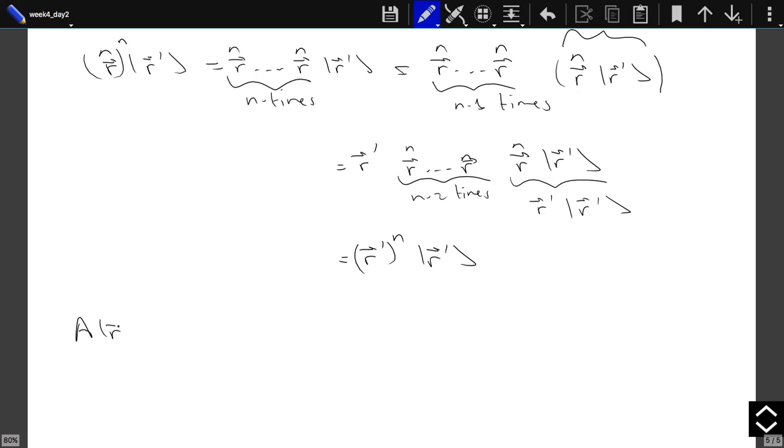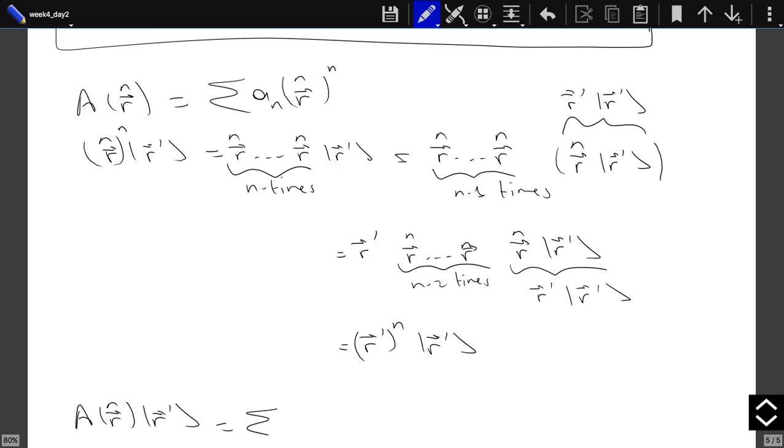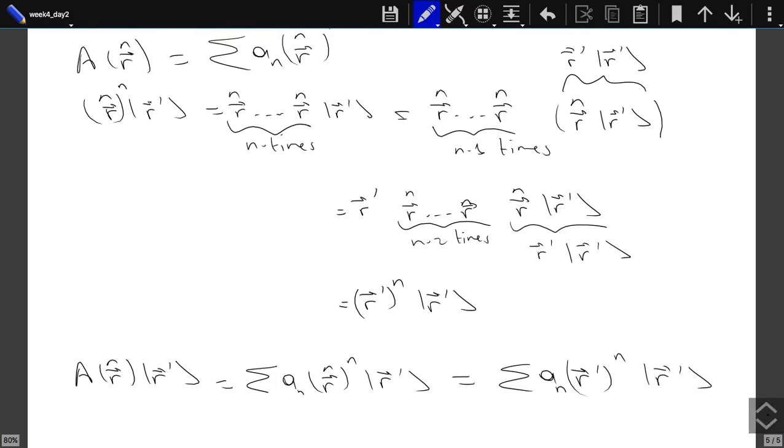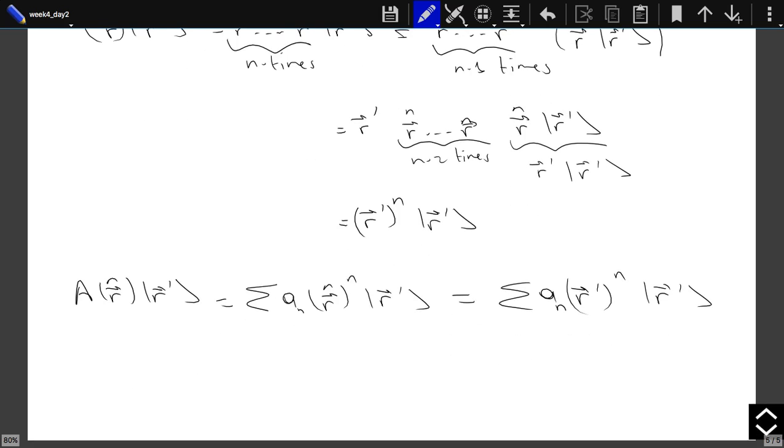So let's see, A of R operator acting on this ket is the sum of these coefficients a n times r to the n acting on this ket. Now this is equal to a n, r prime to the power n, times the ket r prime. Now in the last expression, it's not the operator, it's the vector. So this sum is nothing but the function A evaluated at the vector r prime.